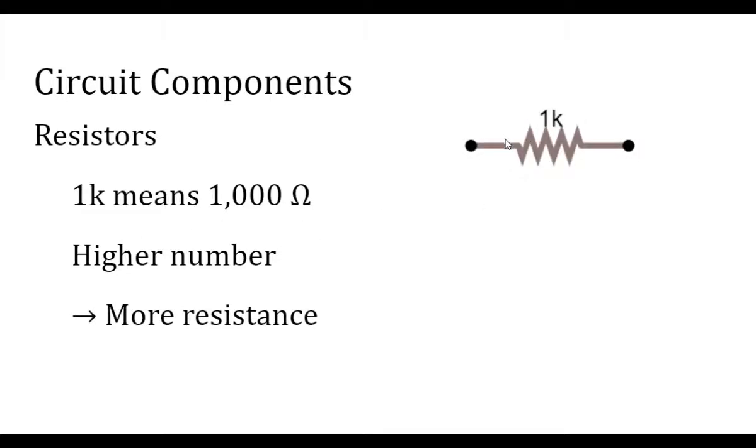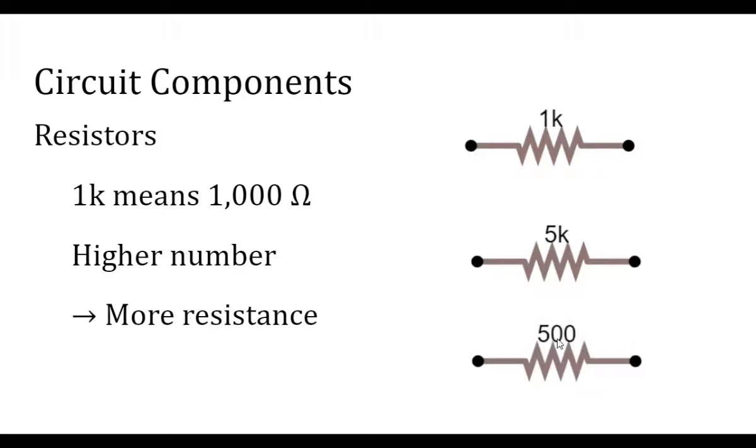So let's take this 1K resistor here. This means it has 1,000 ohms of resistance. You might not really have any idea what that really means, but we got to start somewhere, right? So next, let's look at this one. This one says it has 5K or 5,000 ohms resistance. So which one of these two, the 1K or the 5K, would have more resistance? Yeah, it's pretty easy, right? The bigger number here, 5 is bigger than 1, so this one has more resistance.